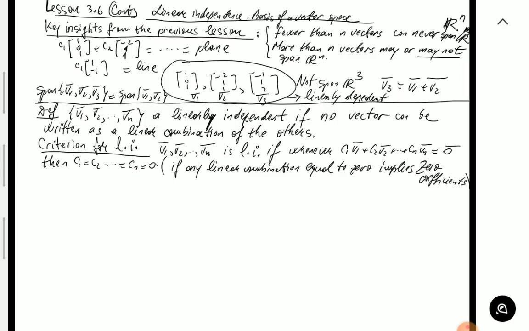Or to put it differently, the only solution of this equation, when you set that linear combination equal to 0, is the 0 solution, because obviously 0 is always a solution, right? 0 times v1 plus 0 times v2 and so on is equal to 0. But linear independence means that that is the only solution. So whenever you set a linear combination equal to 0, the only solution for that combination is the 0 solution.